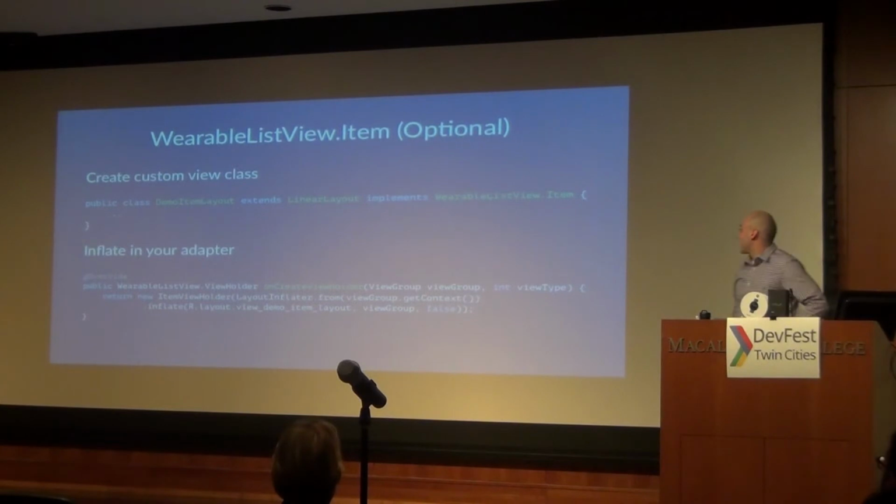All right, so you would take this interface and make some custom view class. It can be whatever kind of layout class you want it to be. And you just inflate this in your adapter.